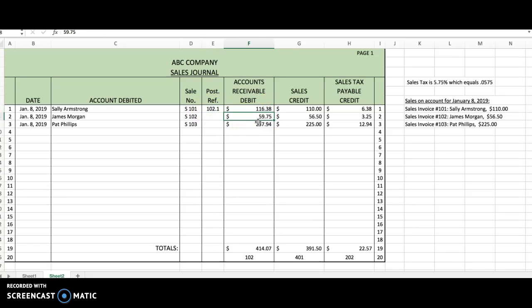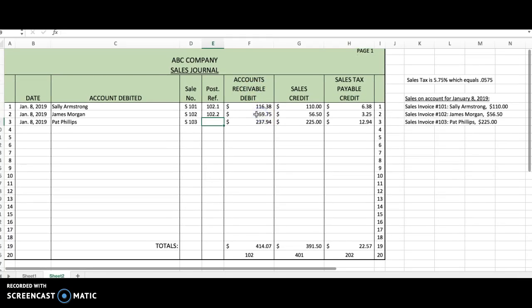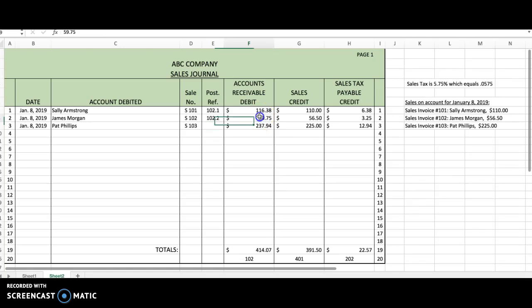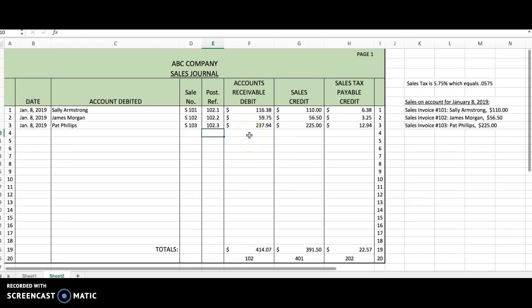We go to James Morgan. He has an account, let's say it's 102.2, and we debit. It says debit, so we debit his account, which means he now owes us $59.75. And finally, Pat Phillips, we do the same thing, and we debit that account as well. So that's how this sales journal works.